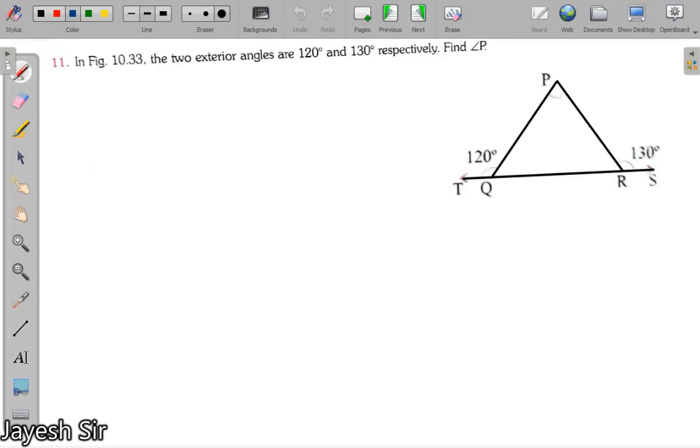Okay, then next question is about the exterior angle theorem. Here the two exterior angles are 120 degree and 130 degree. This angle is 120 degree, this angle here is 130 degree. Find the value of angle P. What we are going to use is the exterior angle theorem. This angle here, let us say x, this y, and this z.